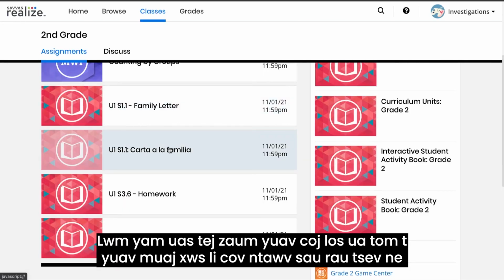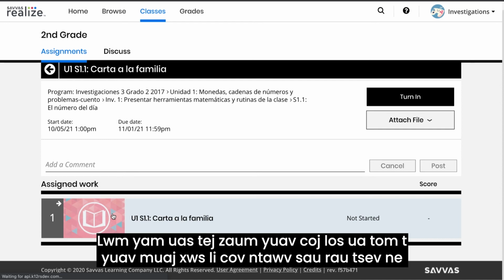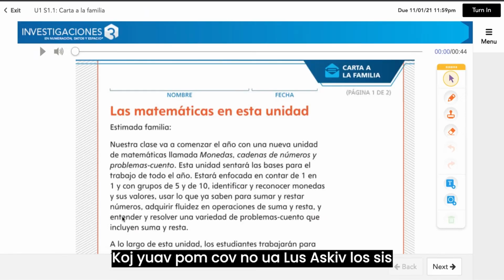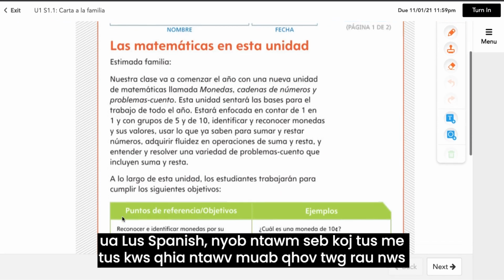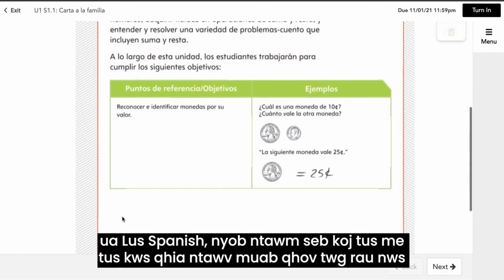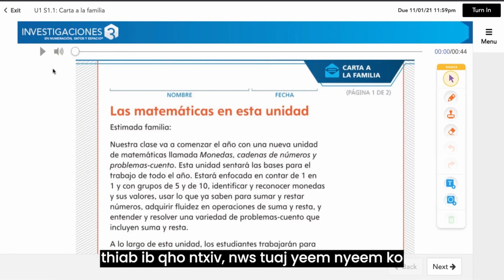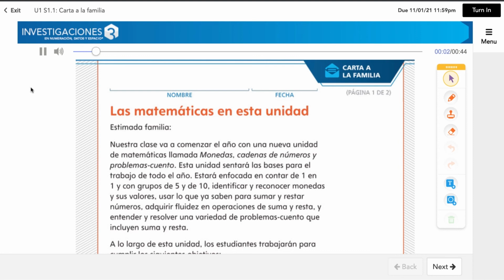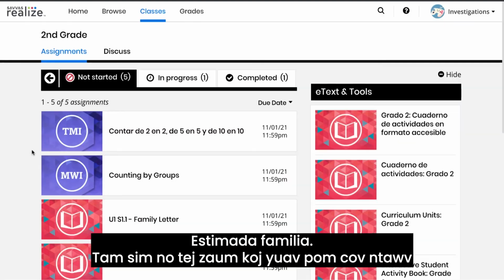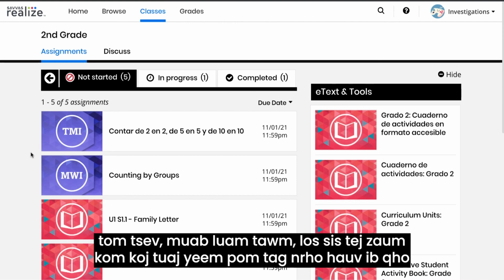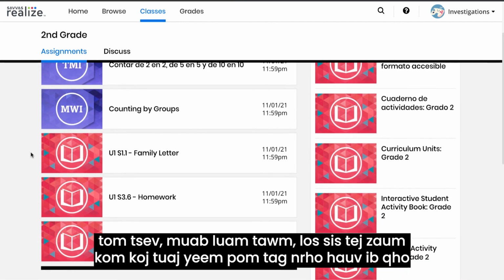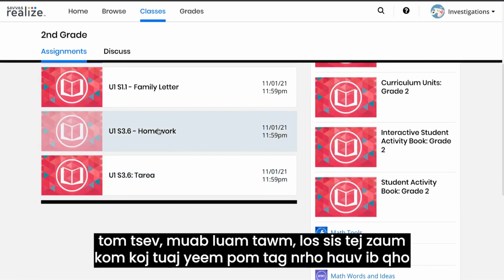Other things that might come home include these family letters. You might see these in English or in Spanish, depending on what your child's teacher assigns. And again, it can be read aloud. Las matemáticas en esta unidad. Estimada familia. Now you might just see those letters come home printed out, or they might assign them so you can see them all in one spot.